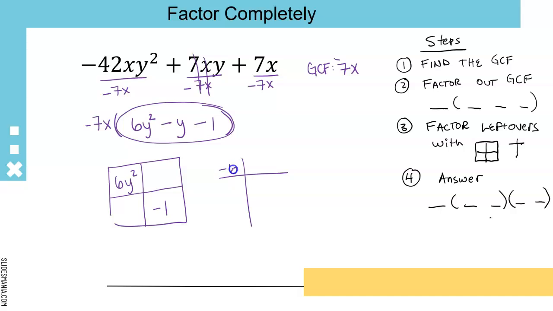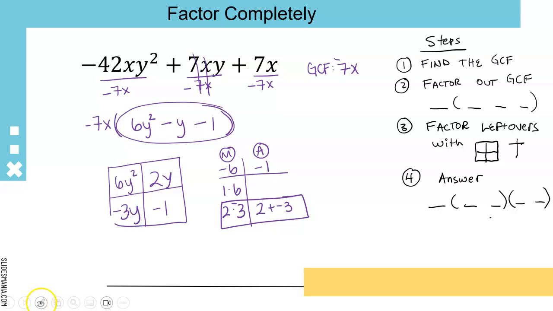So a times c is negative 6, and multiply or add to get negative 1. A lot of 6's today. 1 times 6 or 2 times 3. This time I need to add to a negative 1, so I want my bigger number to be negative. So my magic numbers are 2 and negative 3. You'll notice I almost wrote an X there. I've been trained to always write X's, so be careful.